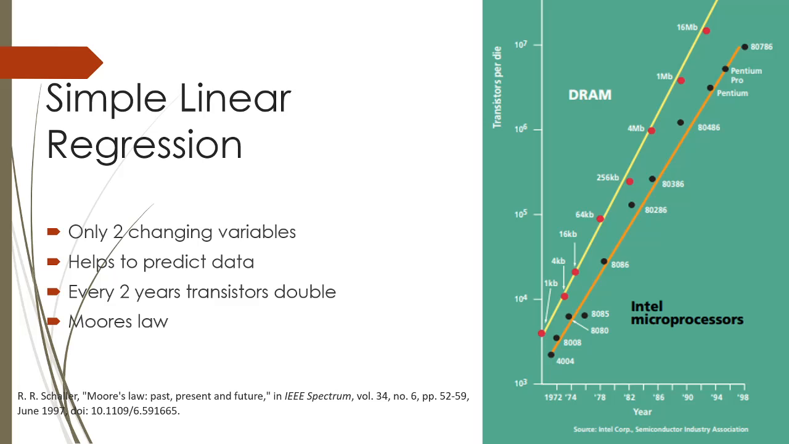Moore's law, as you can see on the right, is one of these simple linear regressions that predicted every 2 years the amount of transistors on a processor will double. And this kind of gives us landmarks and milestones that we need to follow.